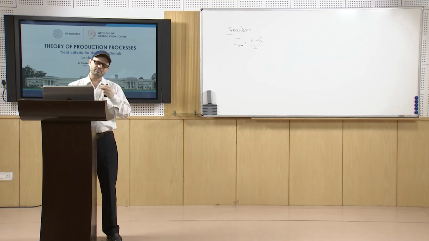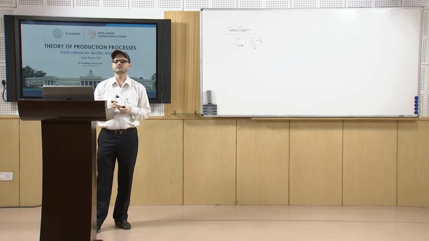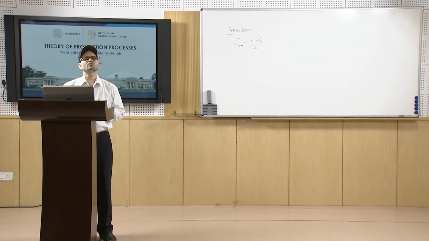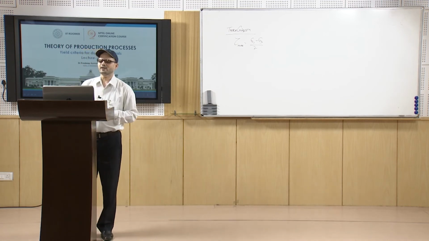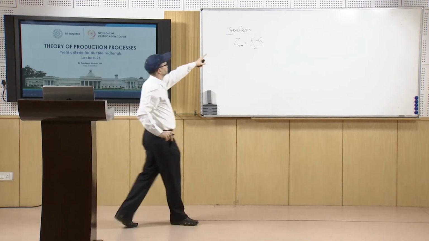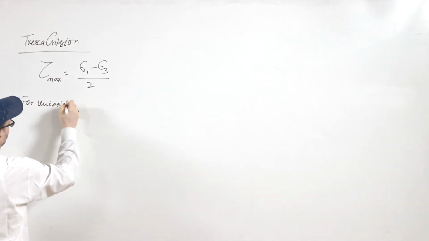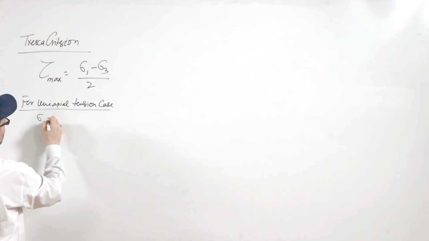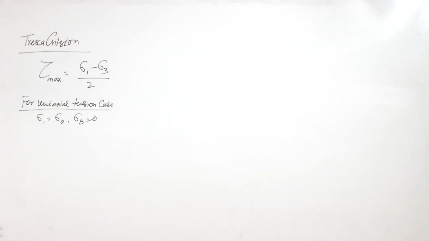Now, take the example of the uniaxial tensile condition. In that case sigma 1 will be sigma naught and sigma 2 and sigma 3 will be equal to 0. That is what we have assumed: in the case of uniaxial tension you have sigma 1 equal to sigma naught and sigma 3 will be 0. That is what uniaxial tension will look like.